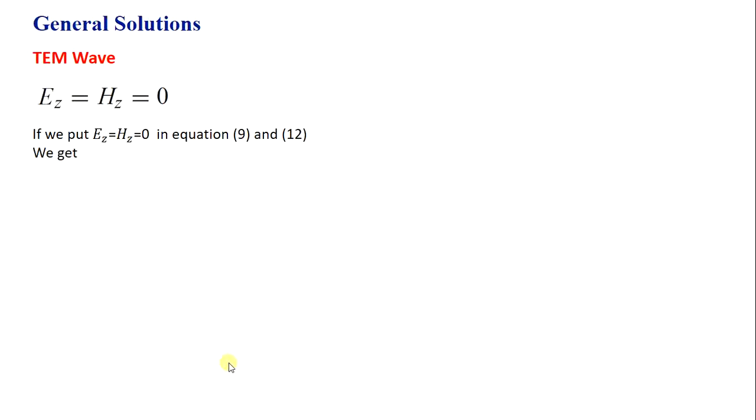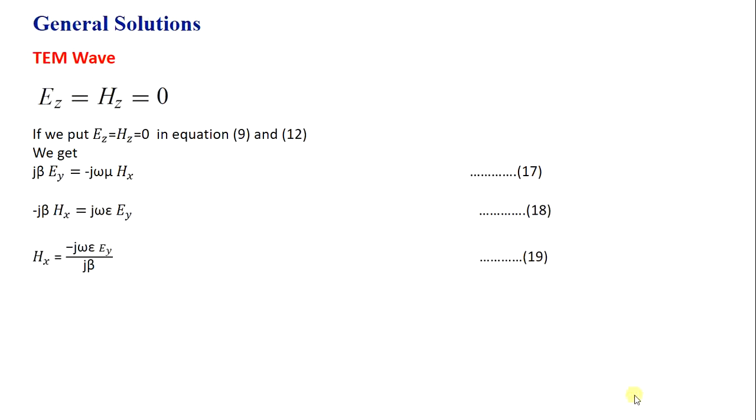Moving to the general solution of the transverse electromagnetic wave, we know Ez and Hz, the longitudinal components, are equal to 0. If we put Ez and Hz equal to 0 in all the equations that we have found, Hx, Hy, Ex, Ey will become 0. So we put Ez, Hz equal to 0 in equation number 9 and equation number 12. So we get minus jβEy equal to minus jωμHx, and minus jβHx equal to jωεEy. We get Hx equal to minus jωεEy upon jβ.